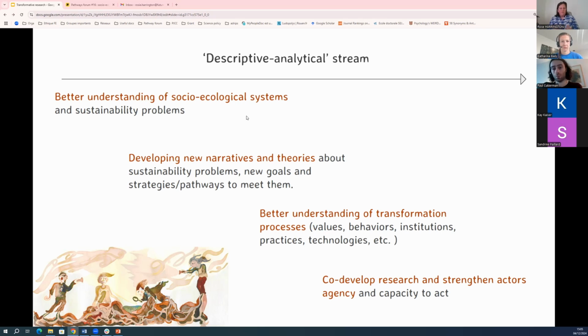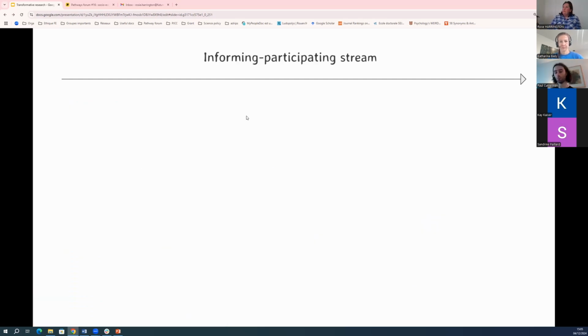And lastly, on the more analytical side of this axis, we could also have the aim with transformative research projects to co-develop research and strengthen actors' agency and capacity to act while facing sustainability problems and issues. And you can also consider a second axis that describes how research projects' goals can differ in the way that they are transformative, and that would be how they interact with a broader non-scientific audience.